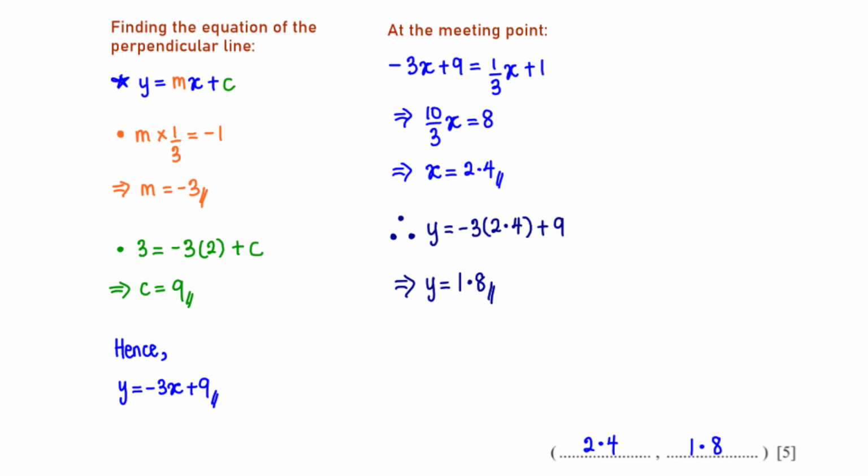Now that we have the x coordinate of point P, we can substitute it into any of the equations to find the corresponding y coordinate. If we substitute x equals 2.4 into y equals negative 3x plus 9, this is what we get. When we type this into the calculator, we get 1.8. And so the coordinates of point P are (2.4, 1.8).